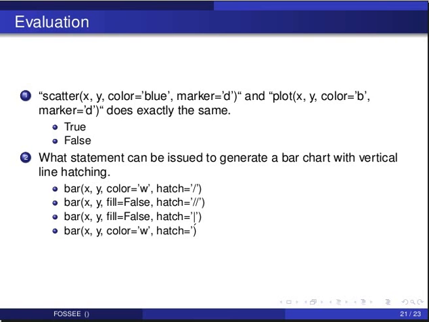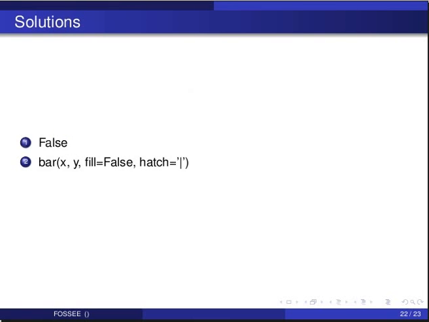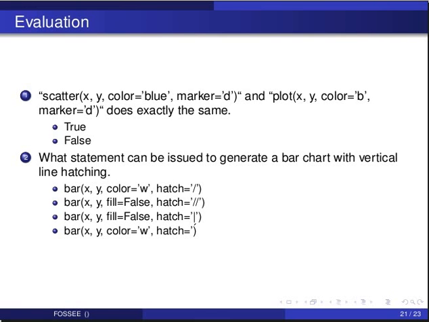So there are a few self-assessment questions for you. One is scatter x, y, color blue, marker D, and plot x, y, color B and marker D. Does exactly the same? Is it true or false? And the second question is, what statement can be issued to generate a bar chart with vertical line hatching?